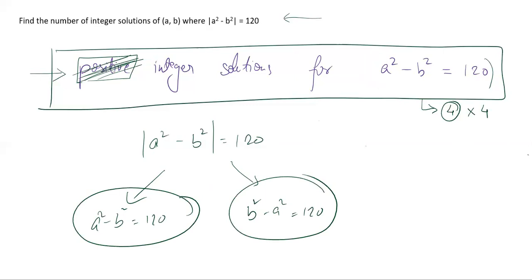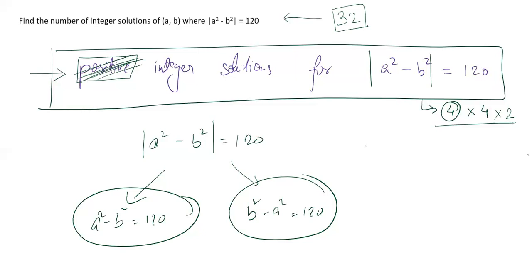So basically the number of solutions are doubling. So essentially, if I simply put a mod here, then the number of solutions will be doubled. So effectively the answer for this problem is 4 into 4 into 2. So that is 32. So this is the answer to this problem. I hope that was understood.